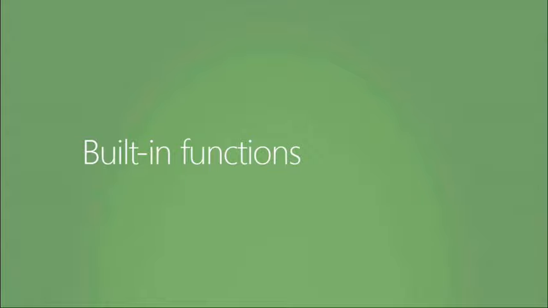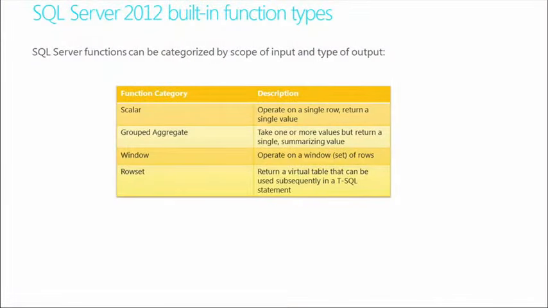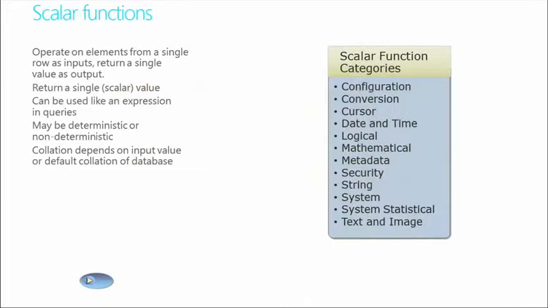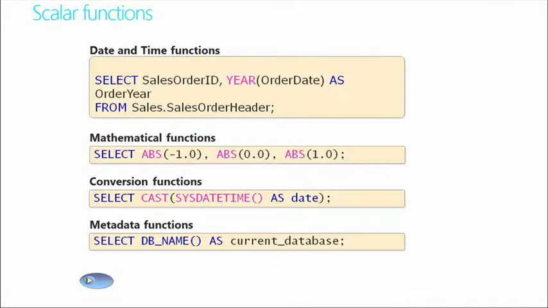All right, we have some built-in functions that we can look at and take advantage of as well. Some of these include the scalar functions, grouped aggregates, windows, and row sets. We're categorizing these by scope of input and type of output. If we take a look at scalar functions, we've got configuration, cursor, date and time, security, string, and system, and these can be used to perform functions on these types of data.